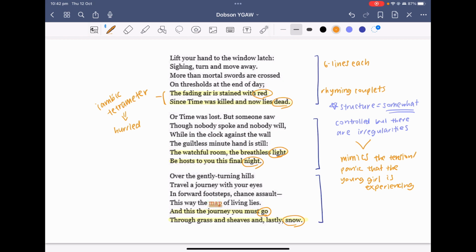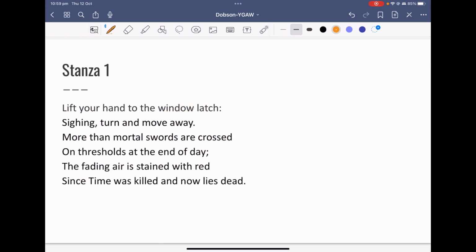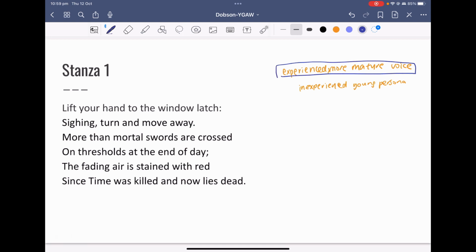Now, I'm just going to go into an in-depth stanza by stanza analysis. Now let's delve into a closer study of the poem. As we have established before, there is an experienced and more mature voice. But we also have an inexperienced young persona. It's almost as if this experienced, more mature voice, or the person that this voice belongs to, has already experienced what the young persona is going through at the moment, as she is standing at the threshold between childhood and adulthood, or childhood and womanhood.